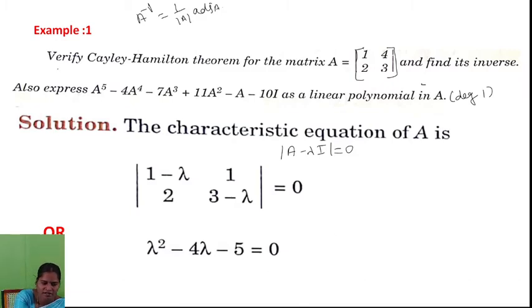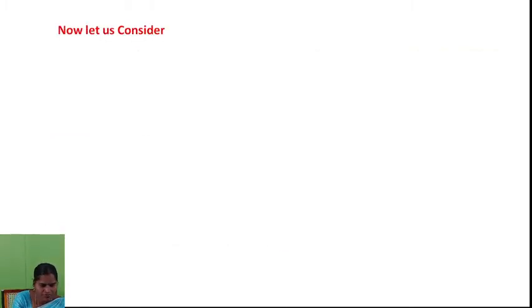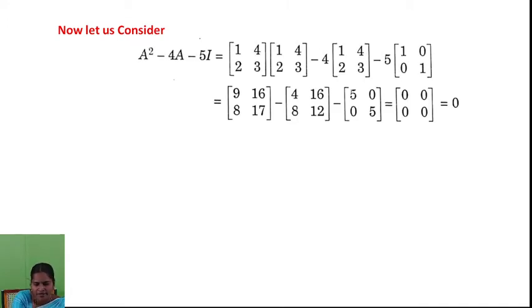What do we need to find? We have to verify whether the Cayley-Hamilton theorem is satisfied or not. That means if you substitute A in the place of lambda, whether A square minus 4A minus 5 is equal to 0 or not. That's what we need to verify. Okay. Now let us consider the value of A square minus 4A minus 5I. A square means A into A, minus 4A means we have to multiply the matrix A by 4, then 5 into I means the identity matrix of degree 2, that is 2 by 2 square matrix.